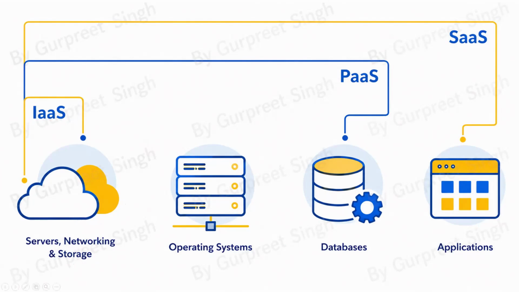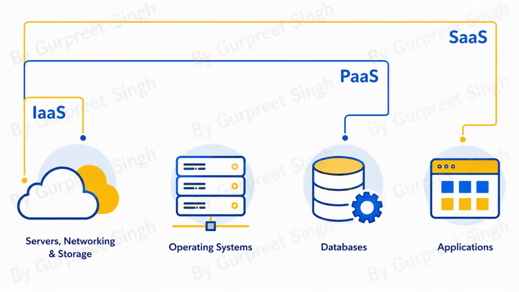In the case of platform as a service, we are not concerned with the backend servers, networking, and storage. All these are managed by the cloud vendor, and we can choose the type of services we will be using. Then we have software as a service, in which we simply access the application, and all the backend things are managed by the cloud vendor only.